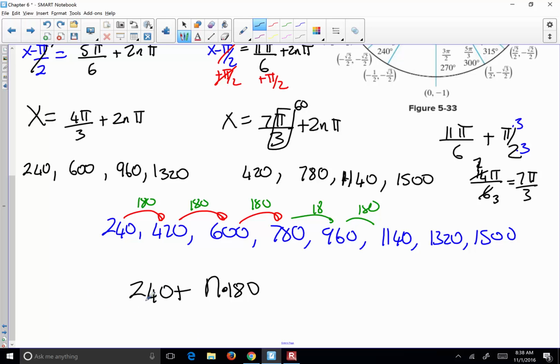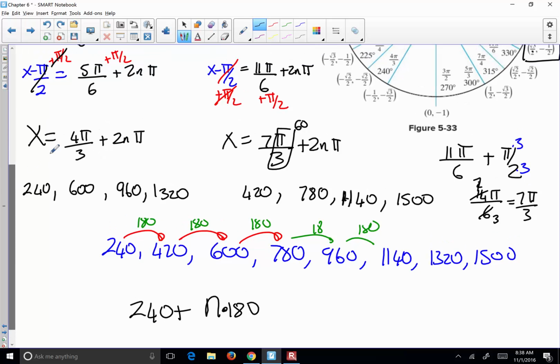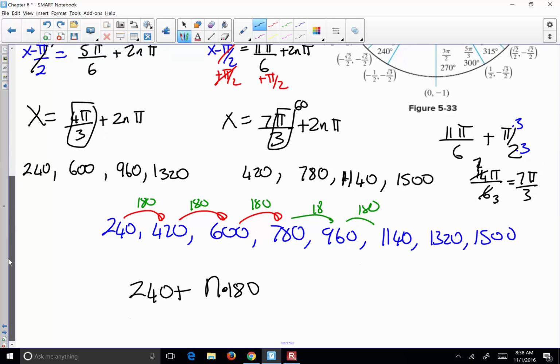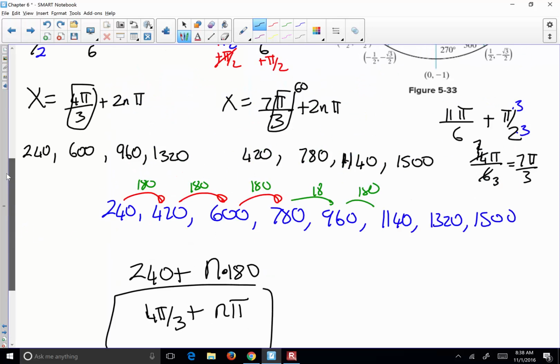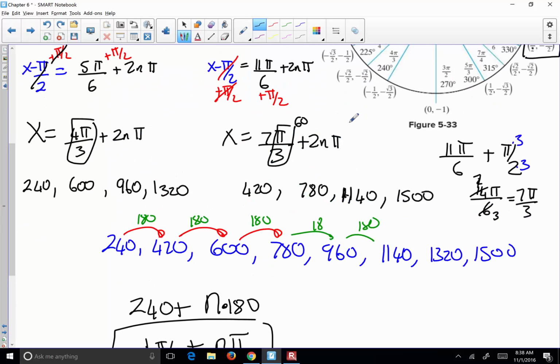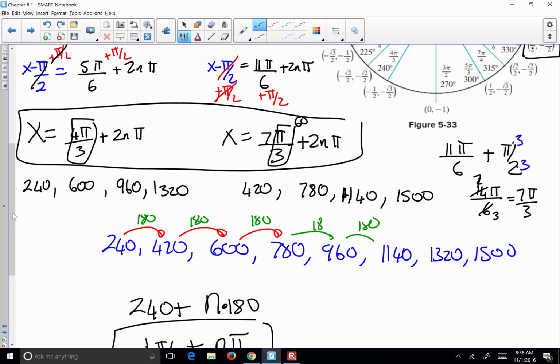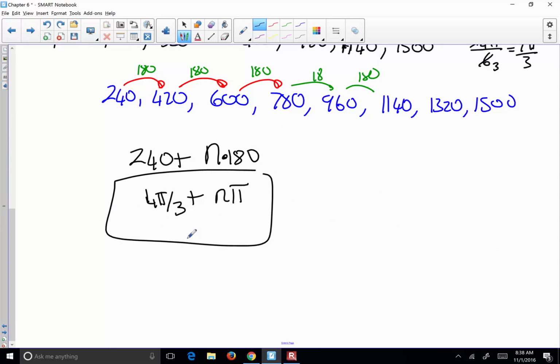So turn this into radians now. What was 240 equal to? 4 pi over 3 plus n, this is not 2 pi, n pi now. See, I combined two solutions. These are the final results. Rather than representing them in two different equations, we combine them into one.